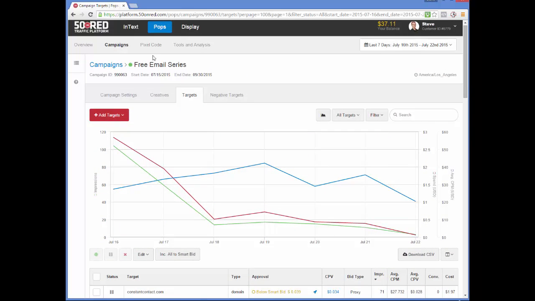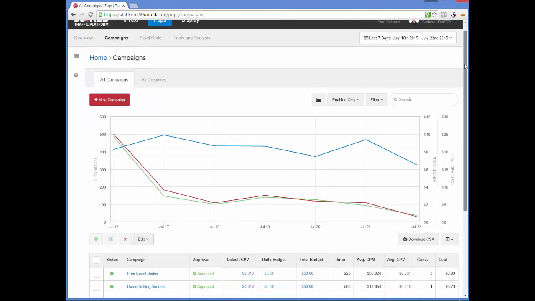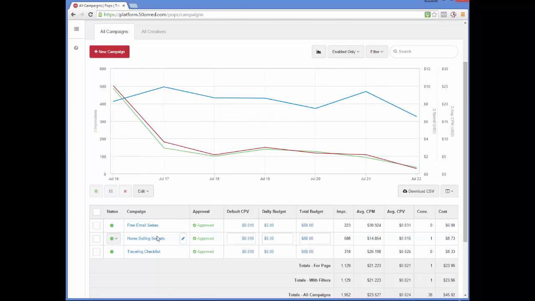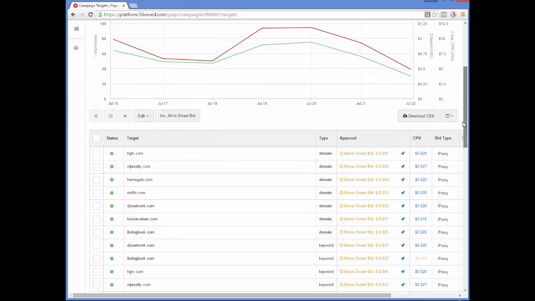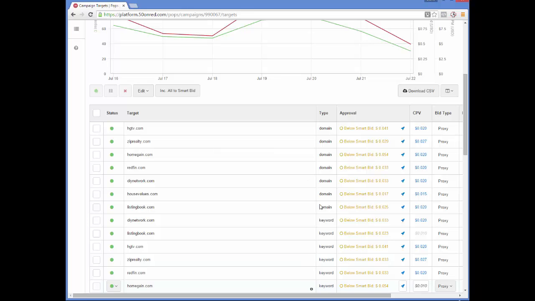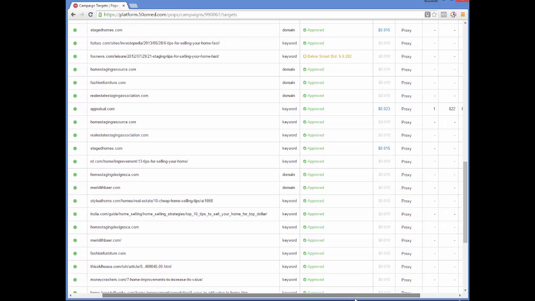Okay, let's go back to our campaigns. I'm going to just choose enabled only. We go back here. Here were our home selling secrets. Okay, so here we had one conversion. So this was our week. Again, it's kind of ugly how you have to scroll to the side here, but it's because we have some really long URLs further down here that it's not fitting on the page. Let's see if I can just move it a little bit.